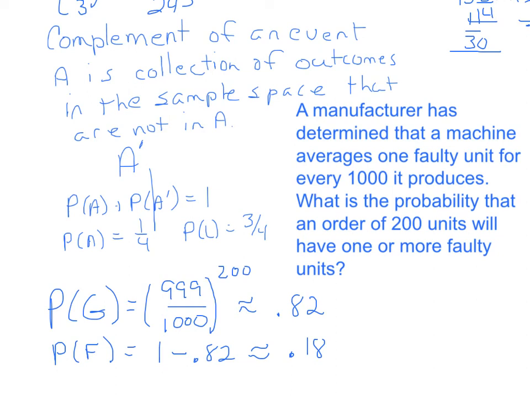How'd you know to raise it to that power? Because they're selling 200 units. For each unit, the probability that it's good is 999 out of 1,000. And that's 200 times. For each unit, that's the probability, because you sold 200 units.